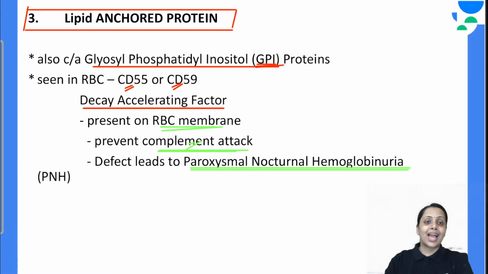So coming to the lipid anchored protein, this lipid anchored protein is also known as glycosyl phosphatidylinositol protein. In RBC, we have CD55 and CD59. They are the decay accelerating factor. They are present on the RBC membrane, so they prevent the complement attack. And that's why, whenever this decay accelerating factor is absent, or there is a defect in it, what happens? Complement attack on RBC will be there. Hemoglobin will be released in the urine, and that's why it leads to paroxysmal nocturnal hemoglobinuria.